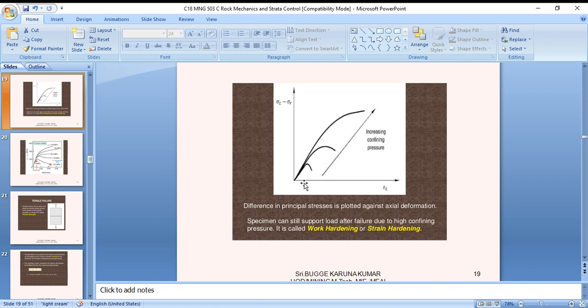So sigma z minus sigma r increases with the confining pressure. The difference in principal stresses is plotted against the axial deformation. The specimen can still support load after failure due to the high confining pressure. This is called work hardening or strain hardening. These curves show the similar epsilon z against sigma z minus sigma r, with increasing confining pressures. It shows that for different situations, different principal stress differences are plotted against axial deformation.